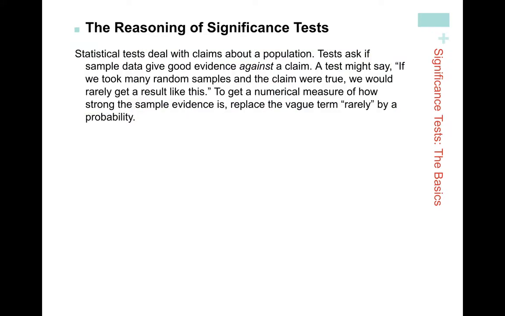This is a phrase that I want you to write down and remember. If we took many samples, and they're always random samples, we're going to sample properly, but if we took many samples, and if this claim were true, we would rarely get a result like this. Well, how rarely is what we want to know. There's actually a mathematical measure of how rarely, and that is all based on the laws of probability. That value is called a probability value, or a p value.